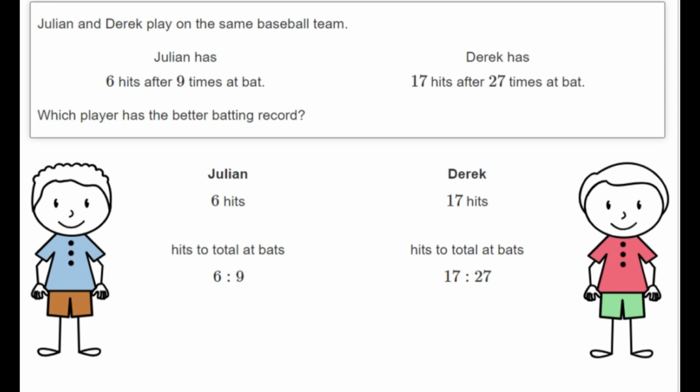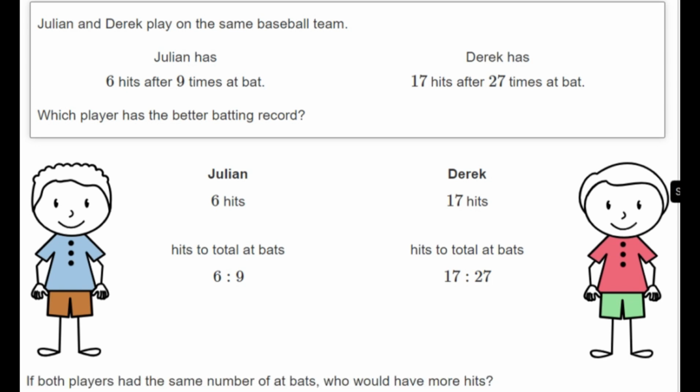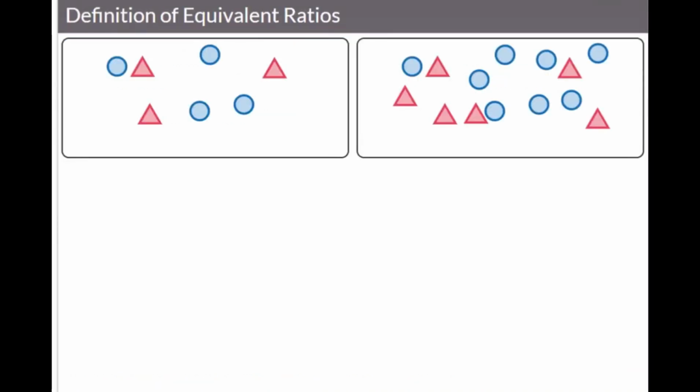But how do we compare the ratio 6-9 to the ratio 17-27? What would happen if both players had the same number of at-bats? Who would you expect to have more hits? Let's consider the following 2 diagrams.